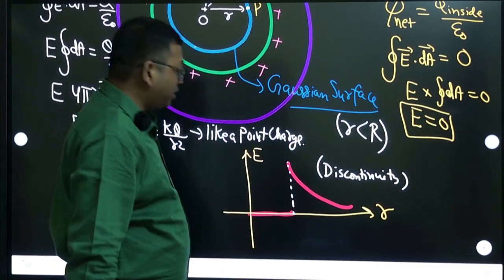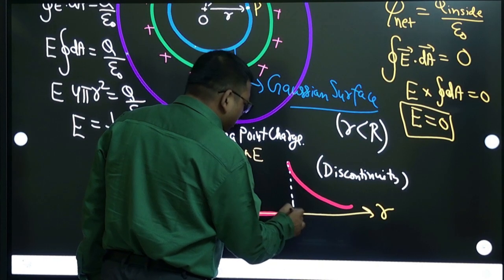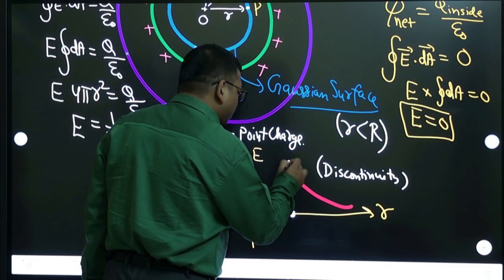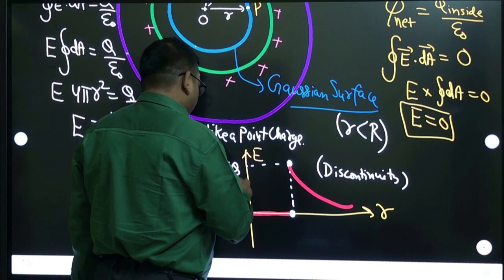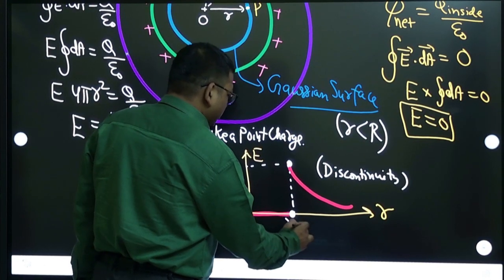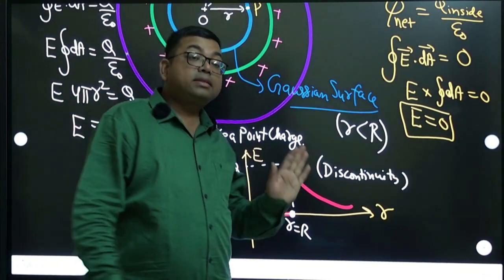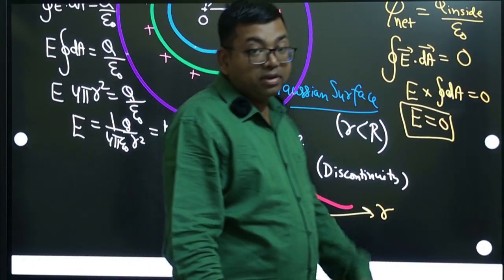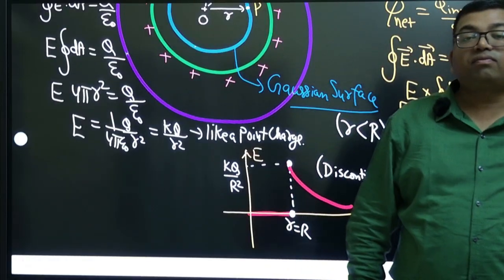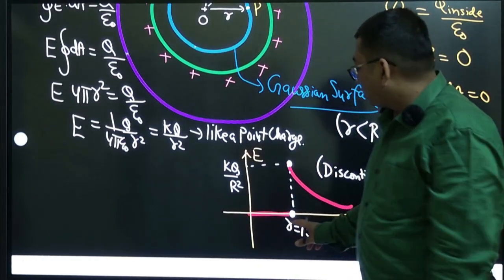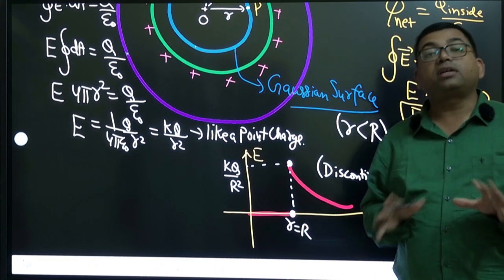So there is a discontinuity, because just before the surface the field value is 0, and just after the surface the field value is kq by r square, where r is equal to capital R. So there is a discontinuity at the surface. If they ask what is the field at the surface, the field at the surface itself is not defined, because at the surface r equal to capital R it is discontinuous.